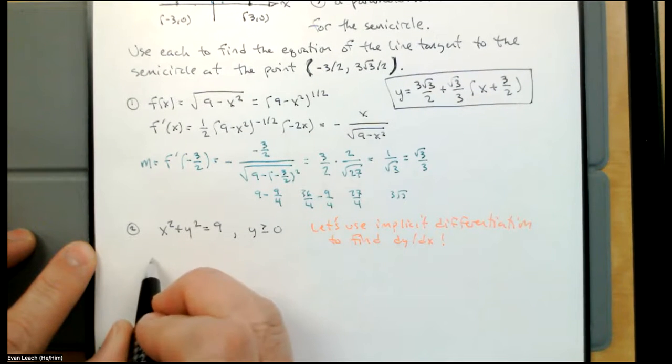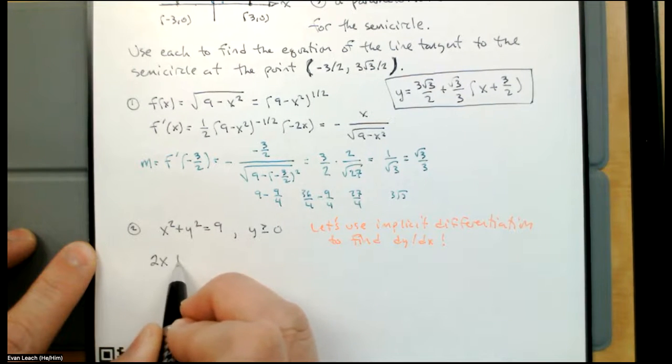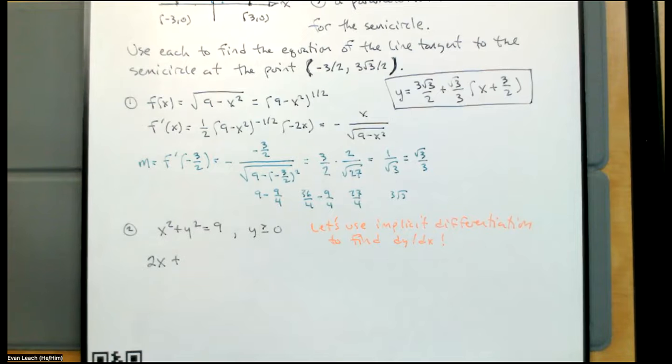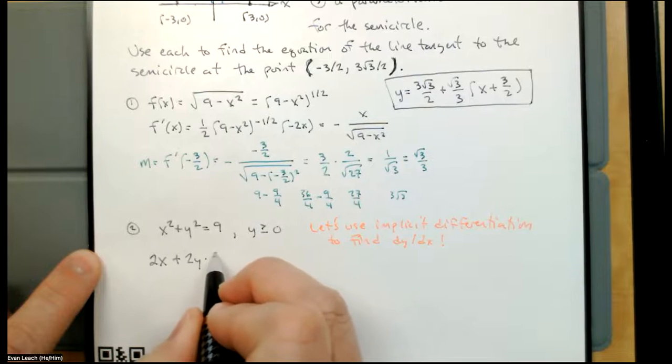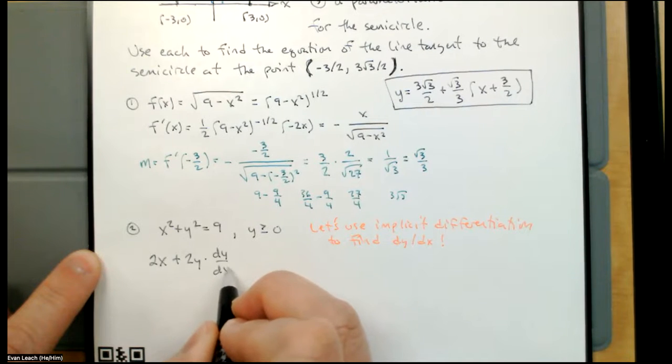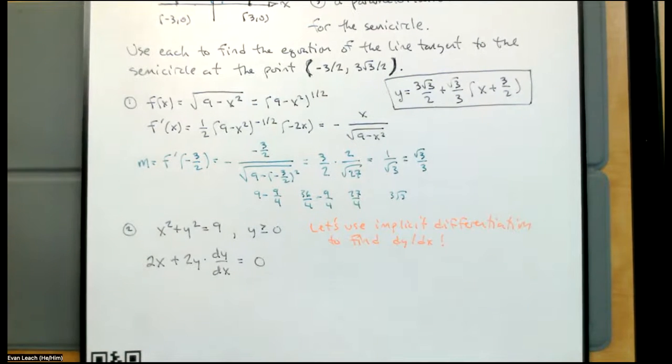So the derivative of x squared with respect to x is 2x. The derivative of y squared with respect to x is the derivative with respect to y, so plus 2y, times the derivative of y with respect to x. And the derivative of 9 is 0. So we used implicit differentiation. The 2y is the derivative with respect to y. The chain rule says multiply by the derivative of y with respect to x.